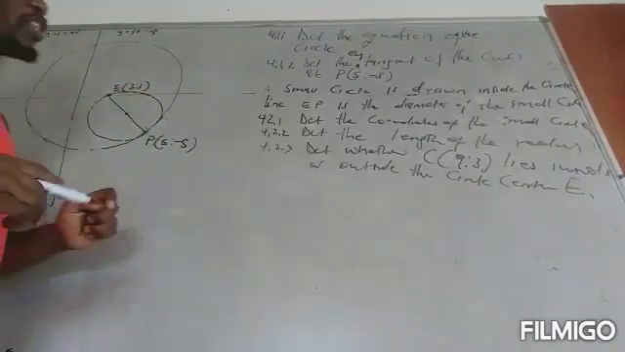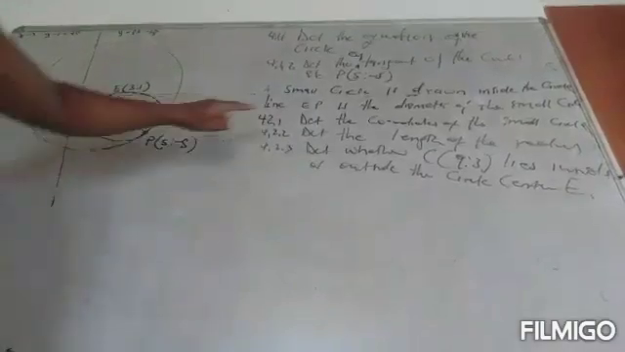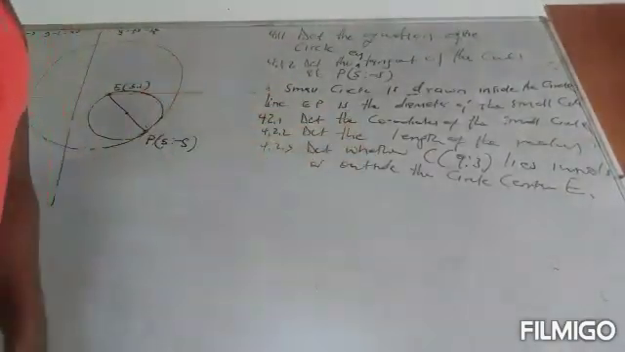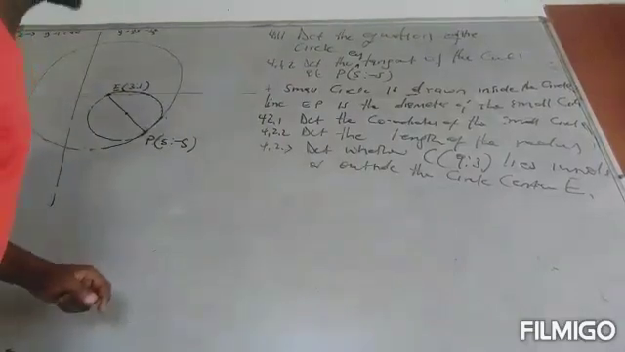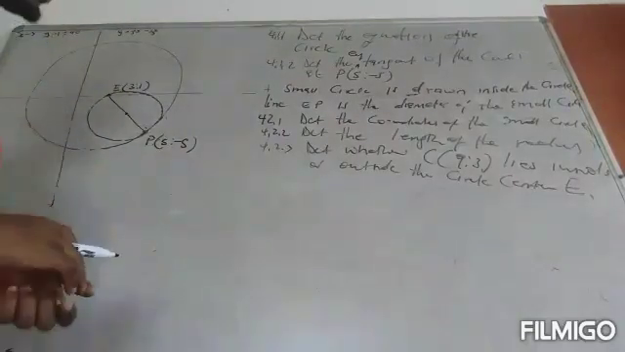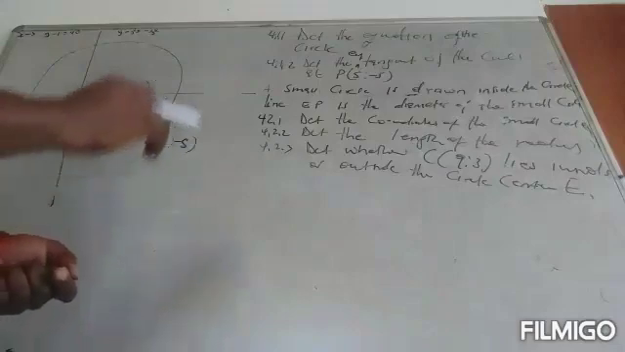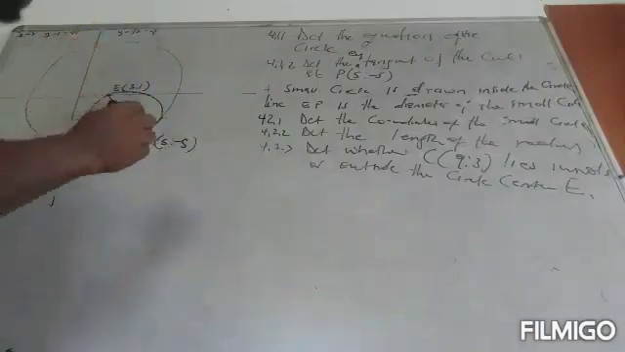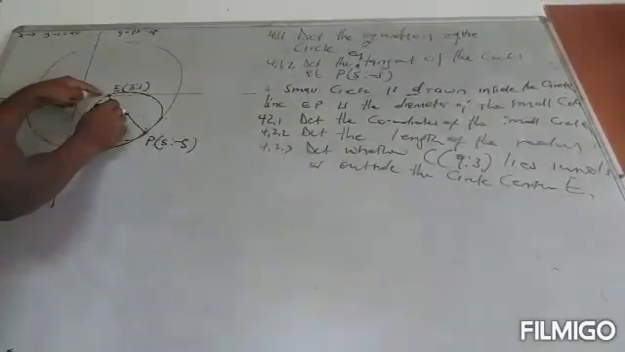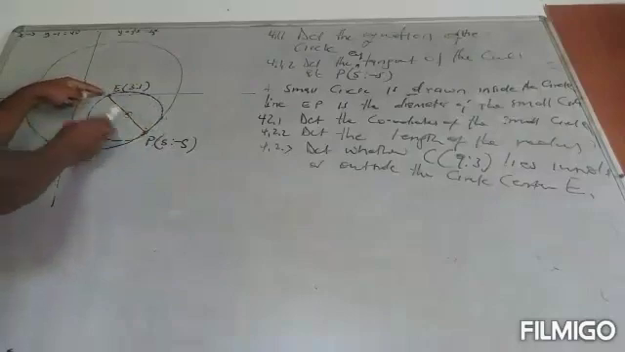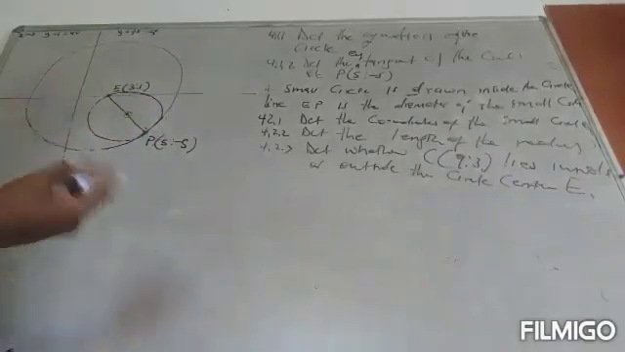Now, what is the question? Determine the coordinates of the center of the small circle. I hope each one shall determine the coordinates of the center of the small circle. The center of this small circle is the midpoint of this diameter, obviously.